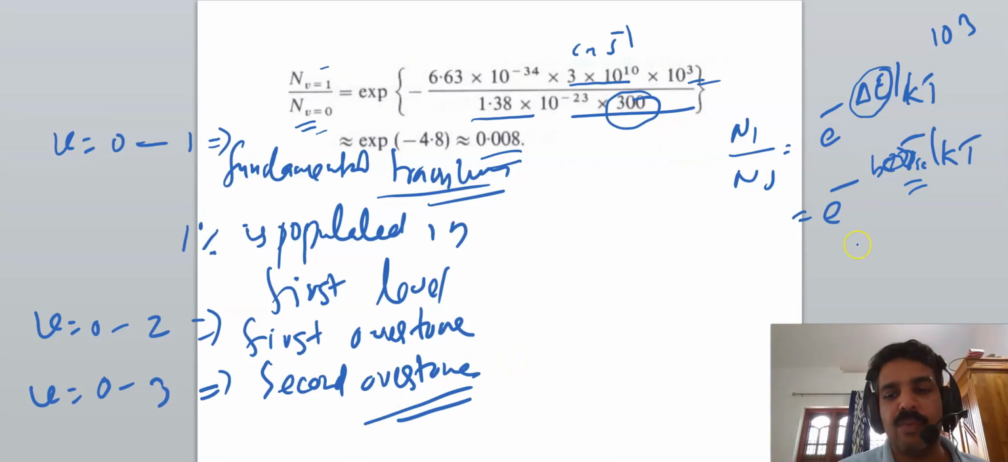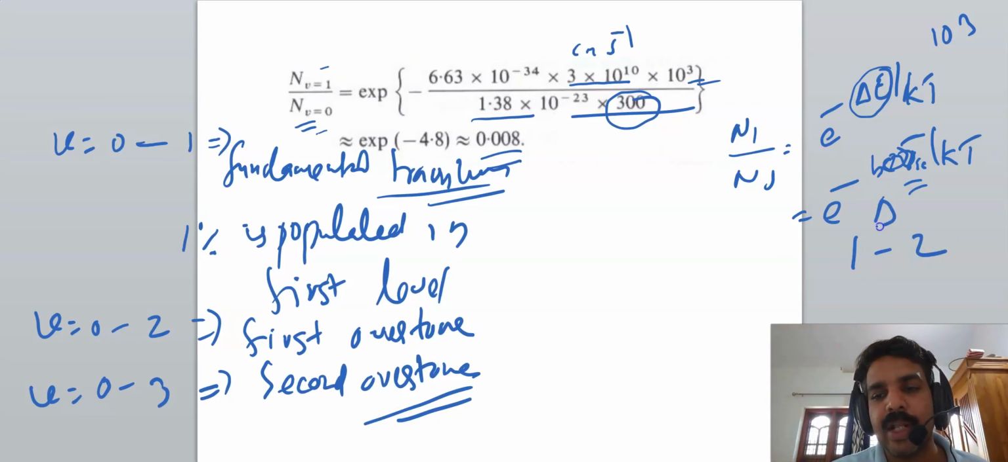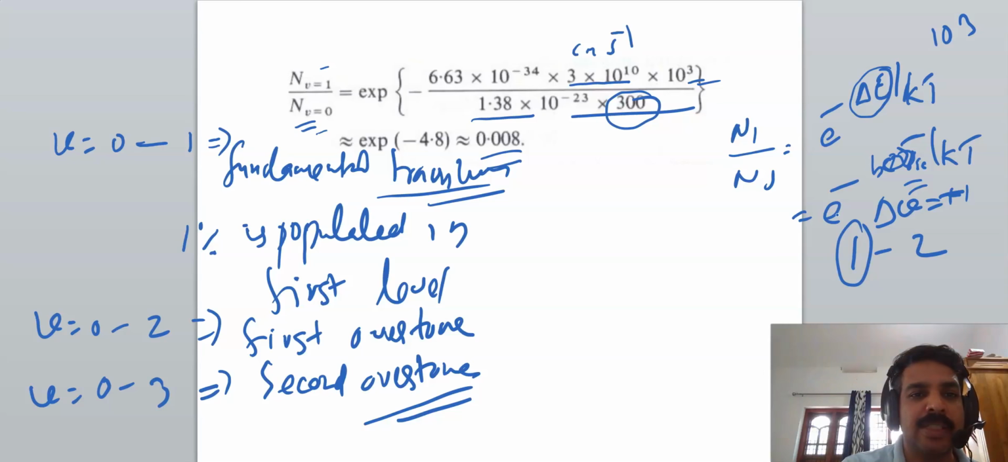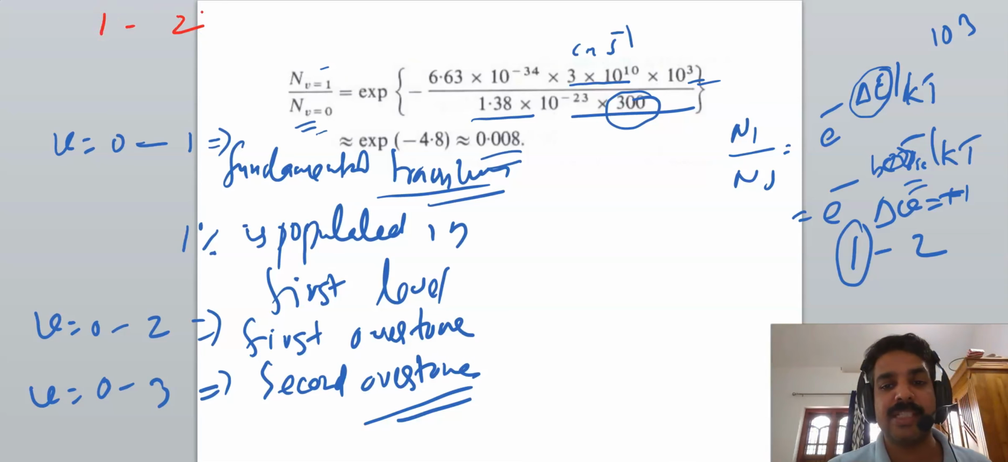Okay. The transition from 1 to 2, it is also delta V equal to plus 1. It is also possible, but according to the population, we can see that the first level at room temperature is not populated, only 1%. So we can neglect that transition at room temperature. But this transition is possible. That is, the transition from 1 to 2 is possible if you increase the temperature.